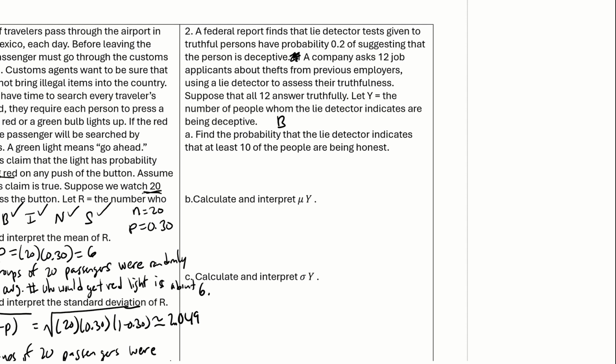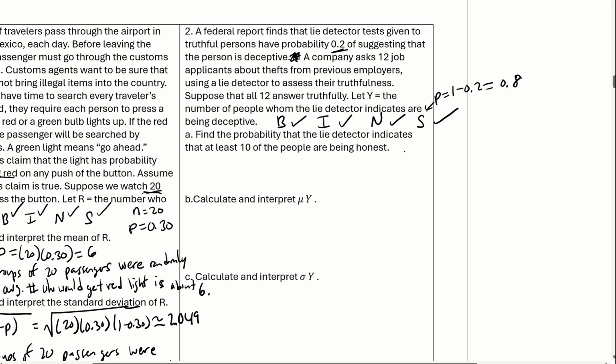So BINS. Let's just review binomial. Binary: either it indicates that they're being honest or it indicates that they're not being honest. Each person is independent from one another. N, the number of trials: we have 12 job applicants, so the number of trials is constant. S, the probability of success: in this case, to indicate that they're being honest, the probability of success is 1 minus 0.2, so 0.80, because it says 0.2 that the person is deceptive. In this case, 0.8 that they're being honest, and it's the same for each person.